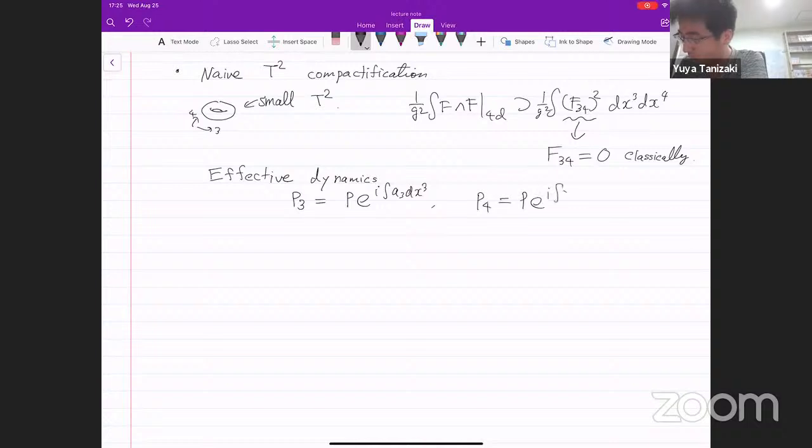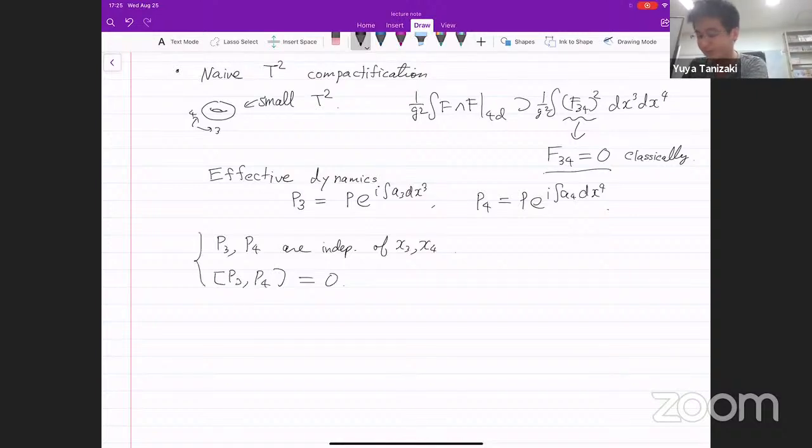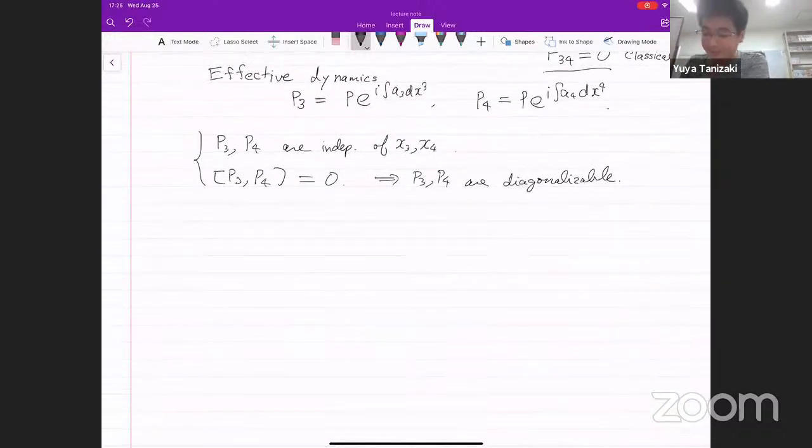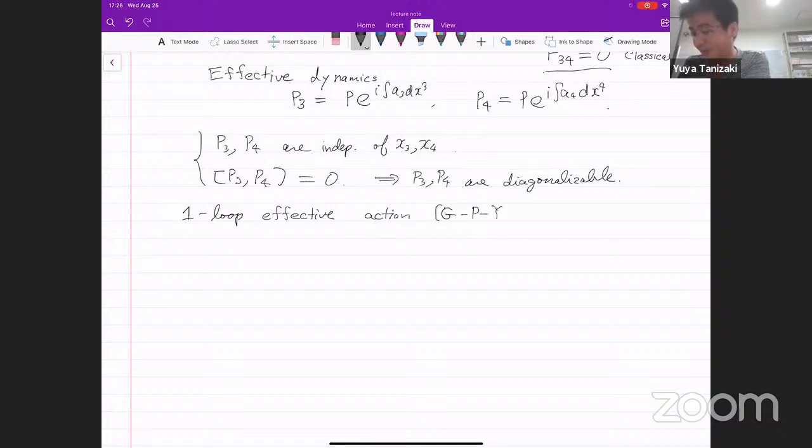And this trivial F_{34}, and the absence of any 't Hooft flux, says that P3 and P4 are independent of x3, x4. So they have trivial zero modes. Furthermore, P3 and P4 commute with each other, which means that P3 and P4 are simultaneously diagonalizable. At the classical level, this is everything. But for example, considering the one-loop effective action, it is, for example, a Gross-Pisarski-Yaffe type effective potential.